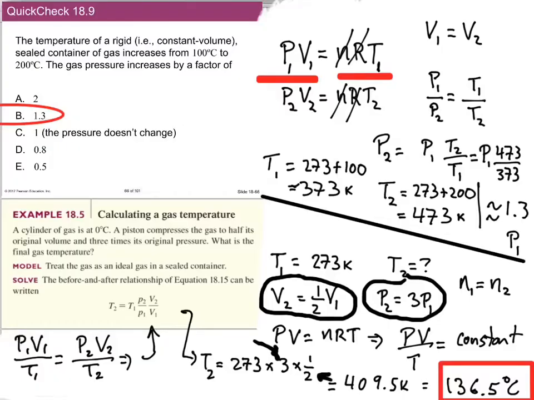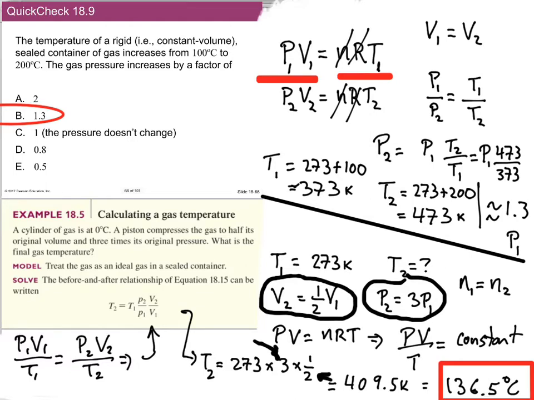Jumped the gun there. So the final answer is 409.5 kelvins. And since they gave us the initial temperature in Celsius, we should be courteous enough to give the answer in Celsius also. So we need to convert 409.5 Kelvin to Celsius. To do that, you subtract 273. So 409.5 minus 273 gives you the final answer, which is 136.5 Celsius. So the gas starts at 0 Celsius, it ends at 136.5 Celsius.